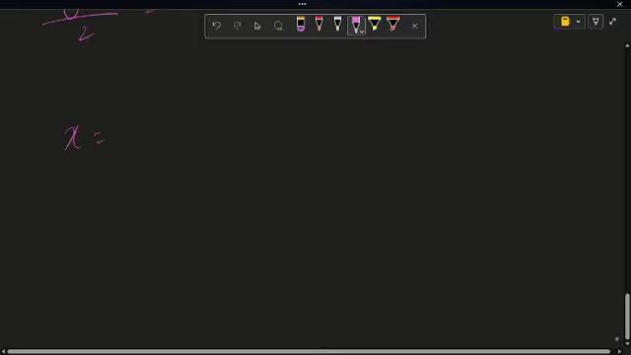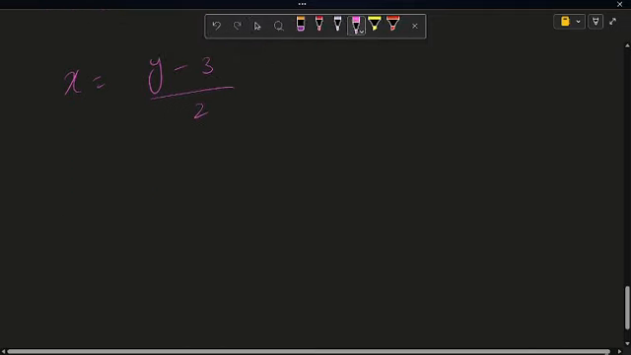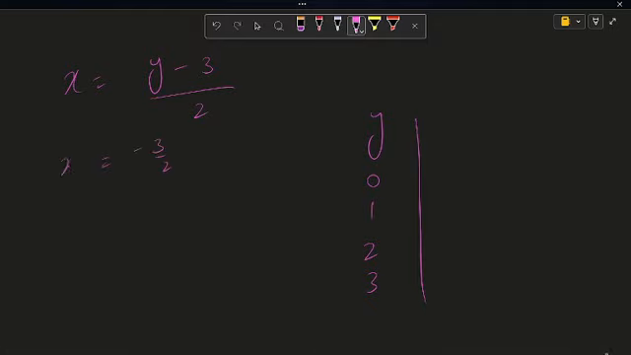So in this whole expression I can see x equals (y minus 3) by 2, and I want to fix different values of y for it. For example, y equals 0, 1, 2, 3. Put down over here. When you put y equals 0, that gives me minus 3 by 2. So x equals minus 3 by 2 for it. When I put y equals 1 here, my x would be (1 minus 3) by 2, that would be minus 2 by 2, that would be minus 1.